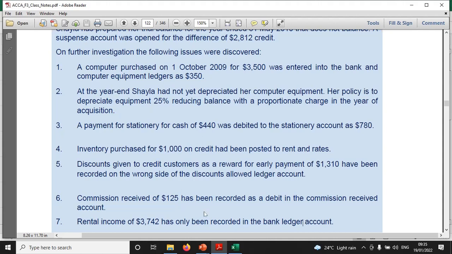So the commission account should actually be posted with twice that amount to cancel out the initial wrong debit entry. Do you understand? To cancel out. So how much do we have? 125 by 2.